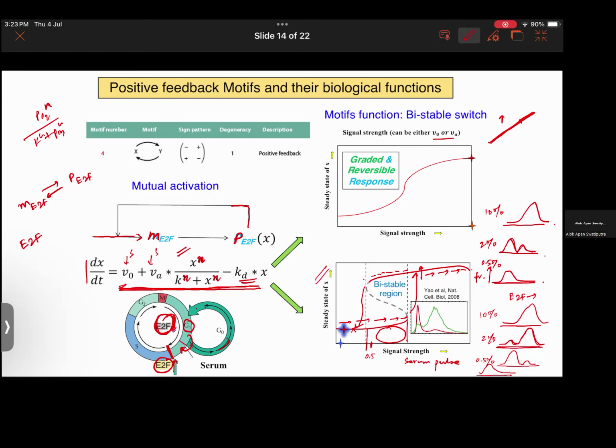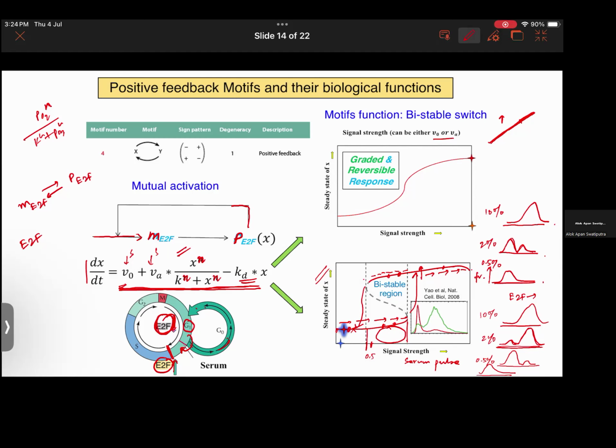This is only possible when you have this. Right? So if you go from low to high, at very low you will have only low EQF. Then at intermediate you will have low and high. And at high, you will have only high EQF population. If you do the reverse experiment, at high you will get high EQF population. When you bring it back, you will get high and low populations. But you have to bring it down to a much lower value of serum pulse. Only after that will you start seeing perfect low.